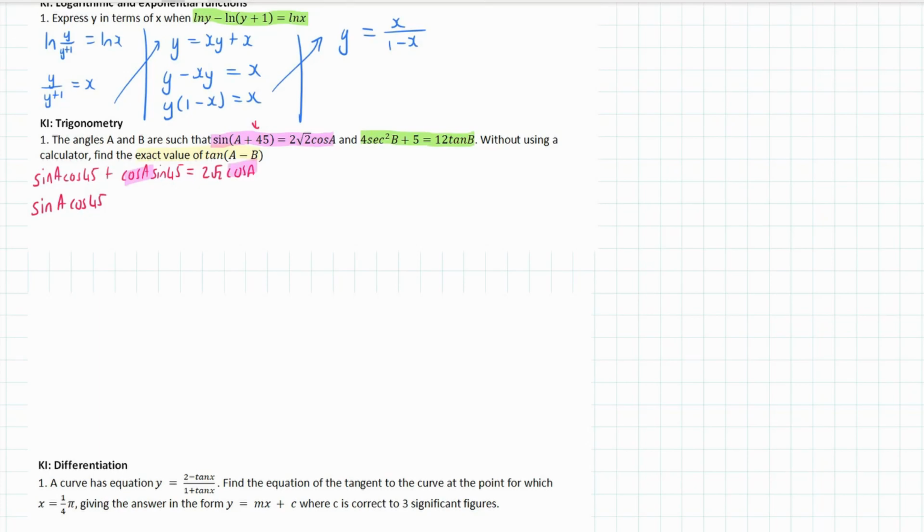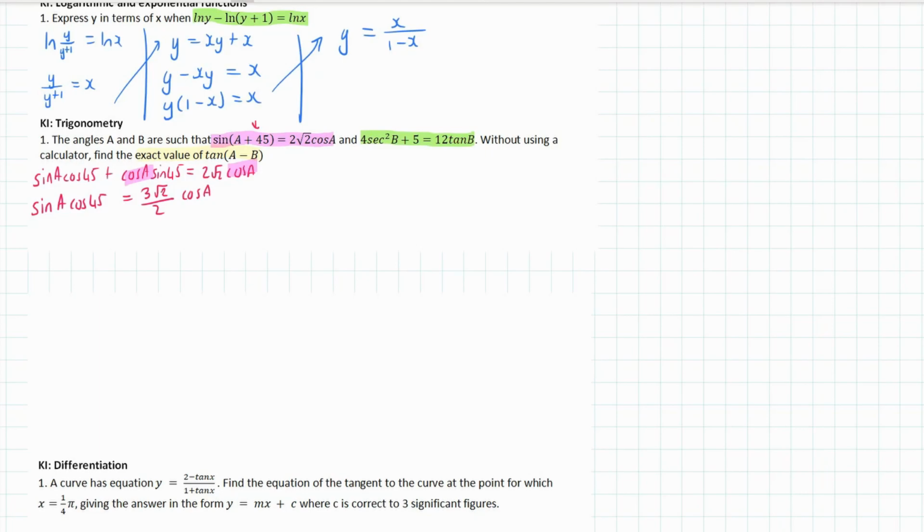It says not to use your calculator, but we know what sine 45 is, okay? Or at least we ought to. And then we can subtract that cosine A from the other one. So we will get, what is it going to be? 3 square root 2 over 2 cos A. Now when it says without using a calculator, you should know what sine 45 is, but if you don't, you can still use a calculator, and you're not going to be marked down as long as you're showing your working like we are here, okay?